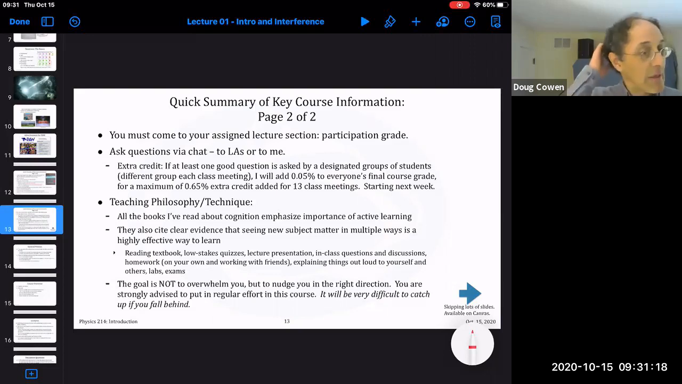And so there will be a lot of assignments basically in this class. So there are reading assignments. There will be these low stakes quizzes, the PLQs. There are these lecture presentations where we go through problems, in-class questions and discussions. There's the homework that you'll be asked to do.